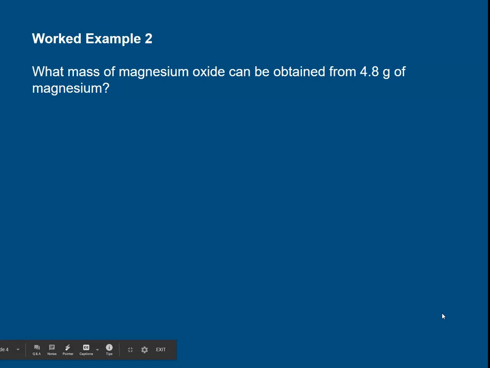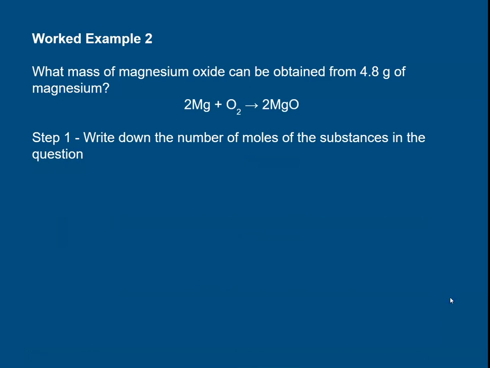Okay, in worked example 2, we're taking 4.8 grams of magnesium and seeing how much magnesium oxide we can make from it. So let's have a look. Here's the equation given for you, and you should be able to write down the number of moles of the substances in the question using that chemical equation. Again, just pause the video while you do that.